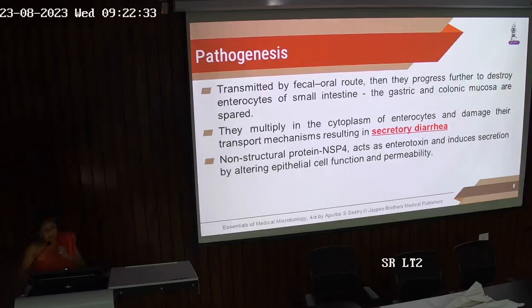Transmitted by a fecal-oral route, and then they progress further to destroy the enterocytes of the small intestine. They multiply in the cytoplasm and they damage the transport mechanisms leading to secretory diarrhea. तो डायरिया भी दो तीन तरह के होते हैं.